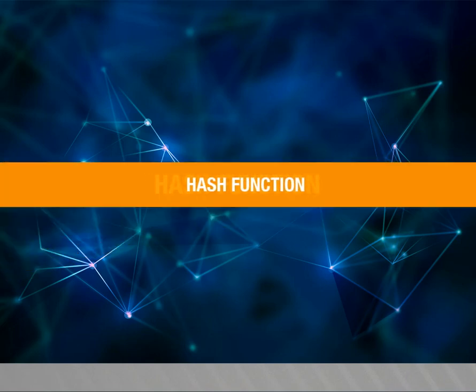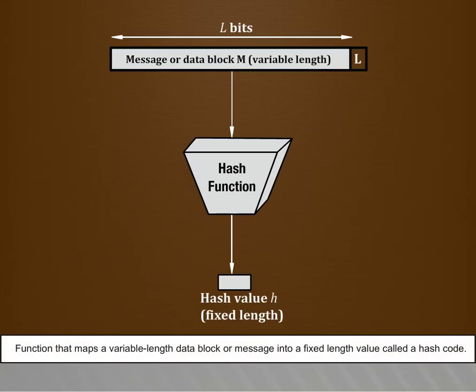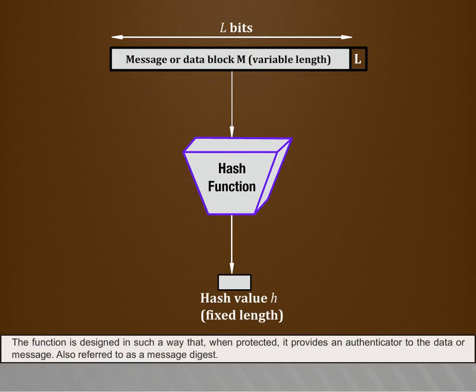Hash function. In this video, we are going to see about basics of hash function. A hash function maps a variable length data block or message into a fixed length value called a hash code. The function is designed in such a way that, when protected, it provides an authenticator to the data or message, also referred to as a message digest.